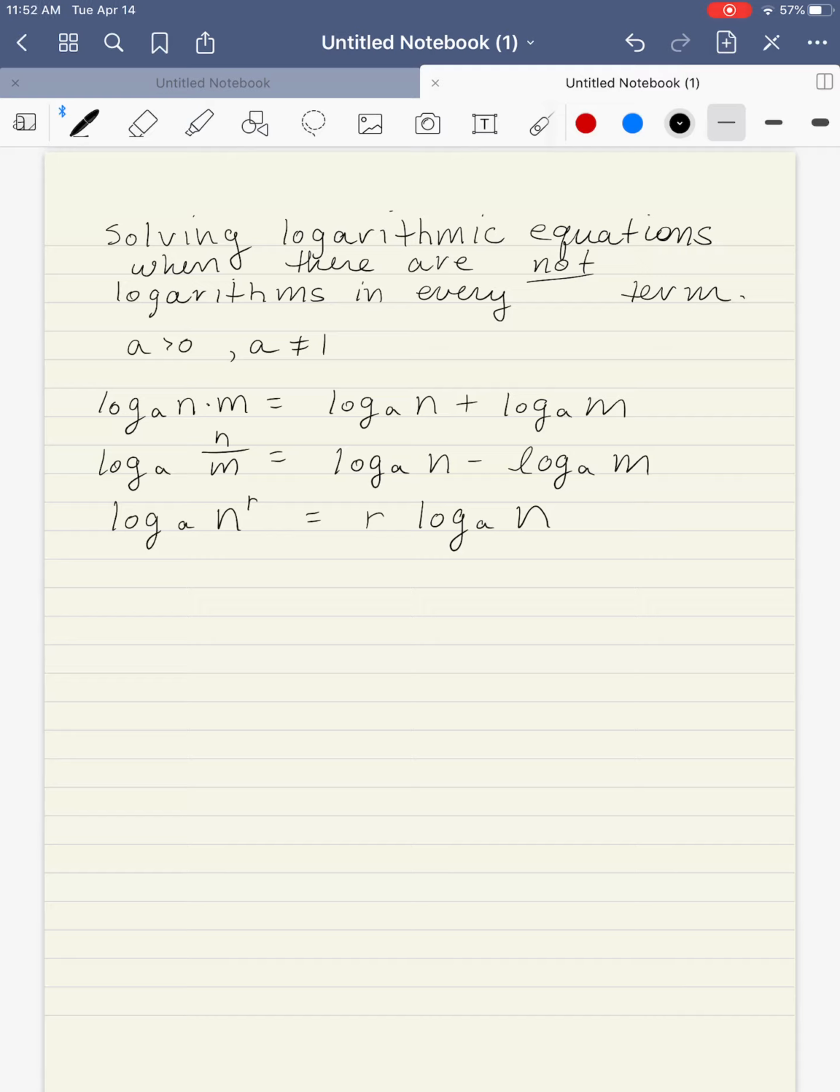In our last few lessons, we looked at properties of logarithms, and we spent some time rewriting logarithmic statements as equivalent logarithmic statements. And we were doing that to get us ready to solve logarithmic equations.